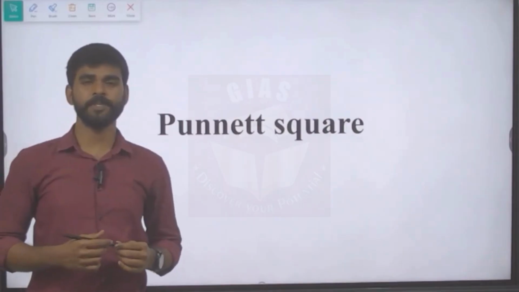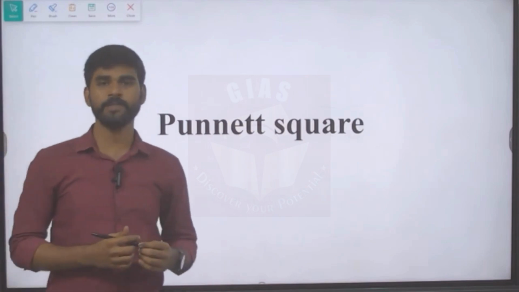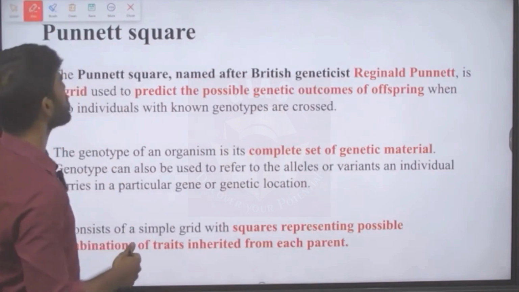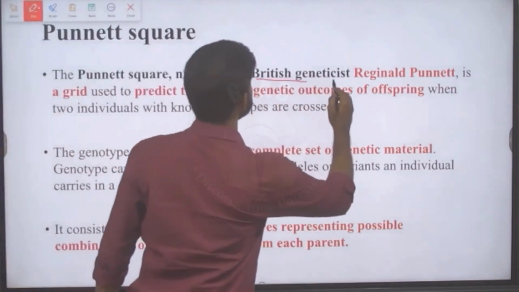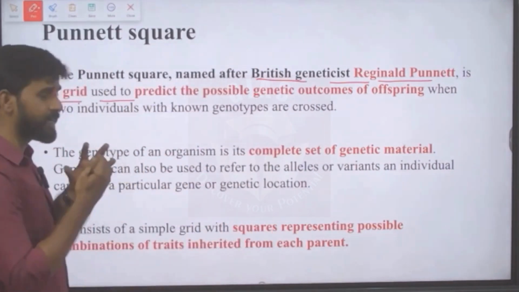The topic that we are going to discuss now is Punnett square. What is Punnett square? Why is Punnett square in news? Let us understand the details. Punnett square is named after the British geneticist, that is Reginald Punnett. What is it? It is a grid.